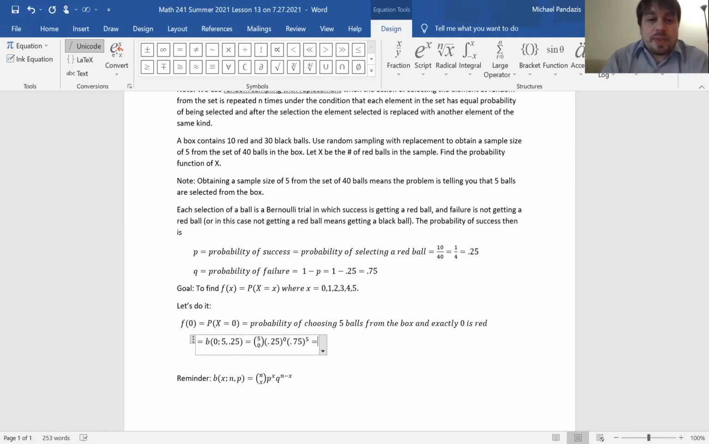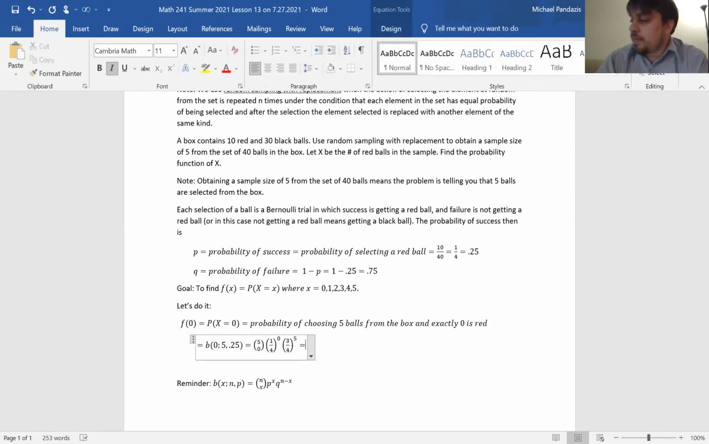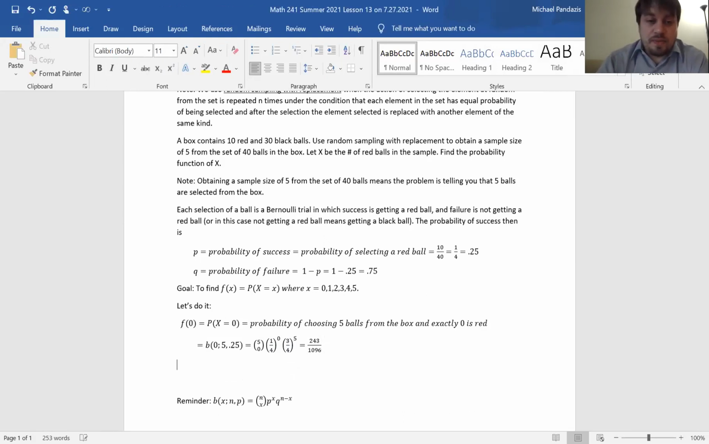I guess I do it as a fraction here. I prefer fractions, so I'm going to put this as fractions. Okay, so you have this, and then this is 243 divided by 1096.